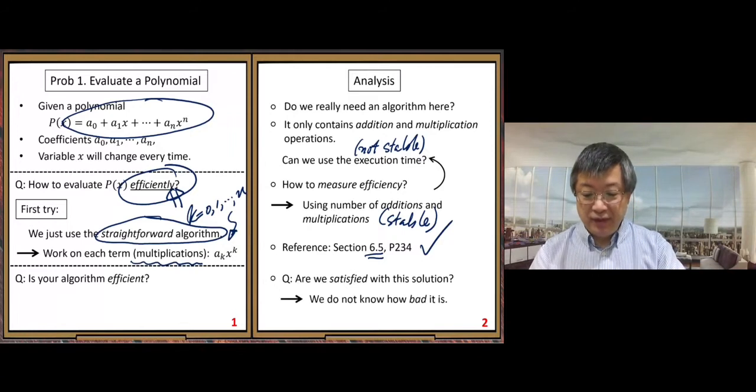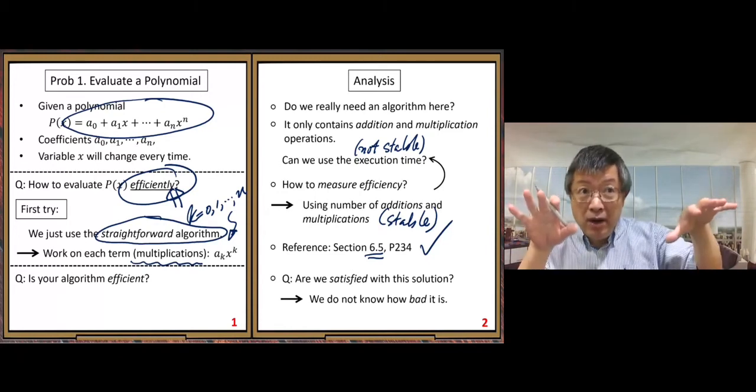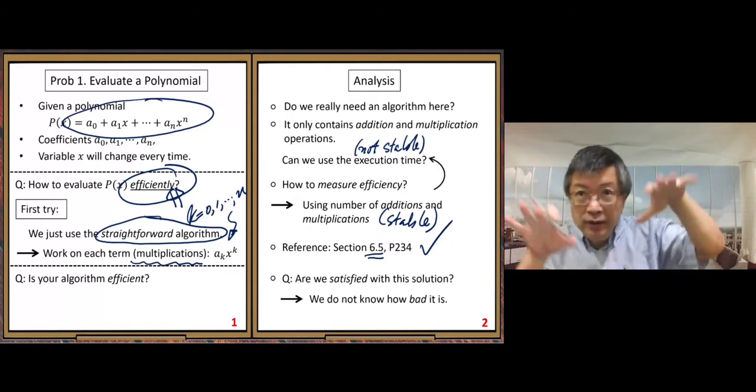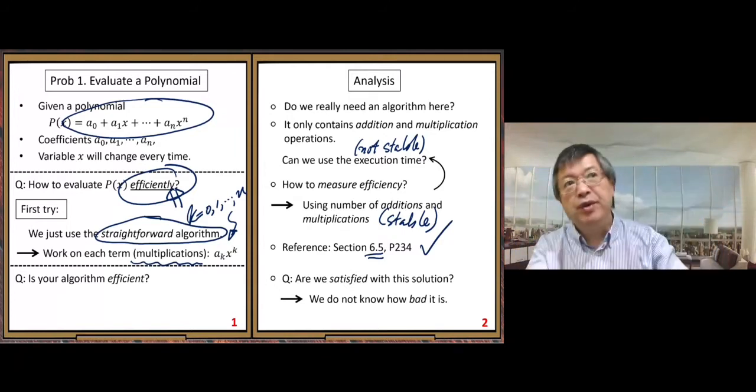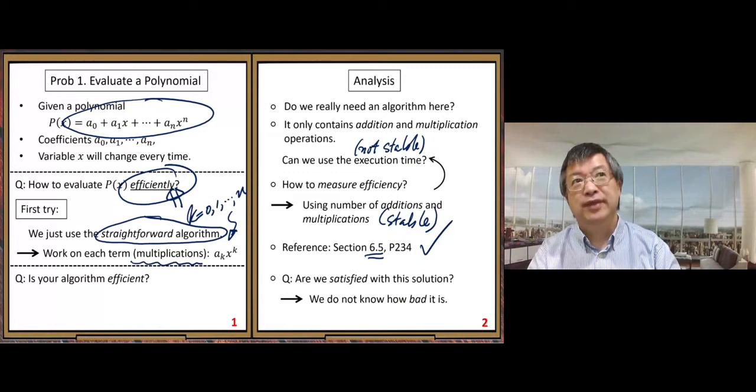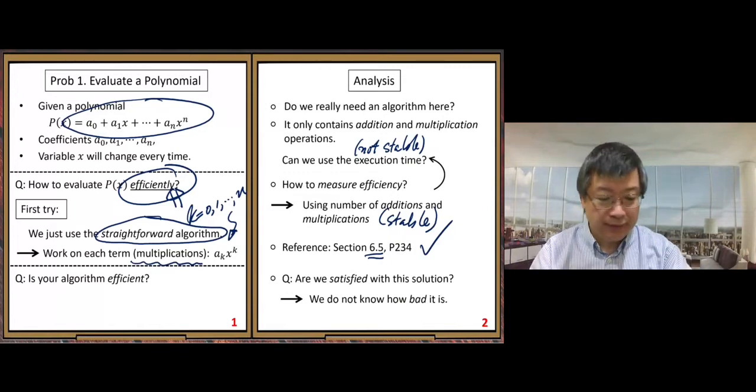Next. We like to know how bad it is. We need to do comparison, because when we compare a better one and a good one, how much is the difference? We want to see that part. Okay, and we will see it in part C.